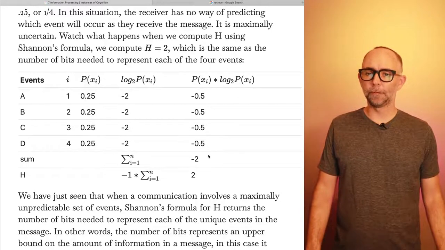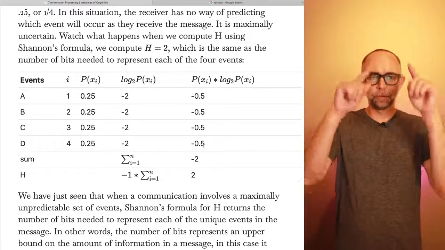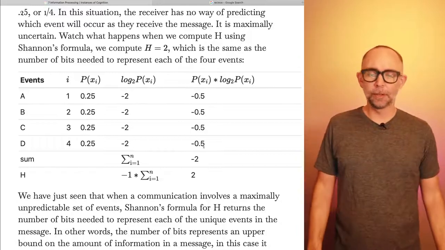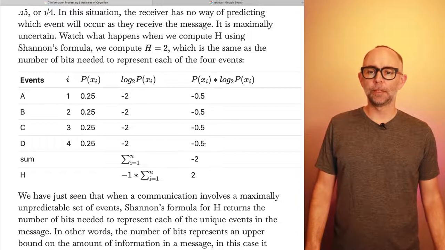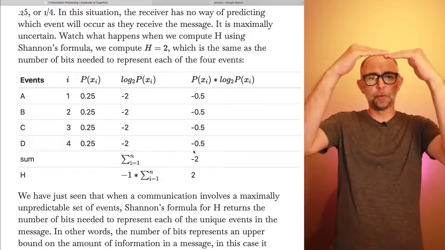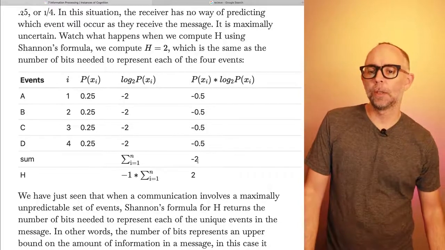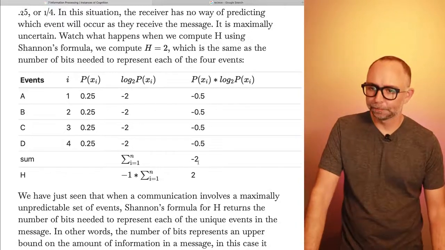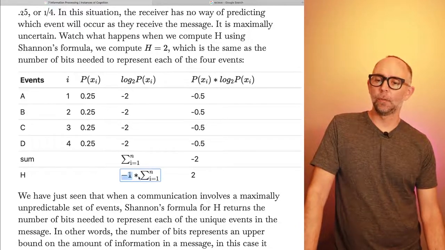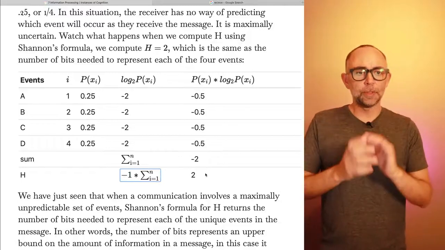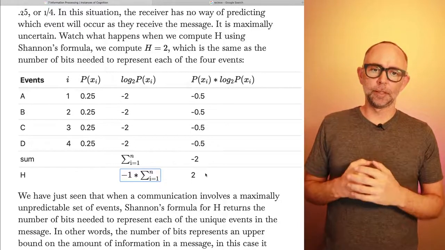So we have 4 negative 0.5s here. If you are remembering the formula, there's a sum sign in front of this term. That means to add up all of these values. So if you add up 4 negative 0.5s, what do you get? You get a -2. The last part of the formula is that there is a -1 at the front of it. We're multiplying the answer by -1.